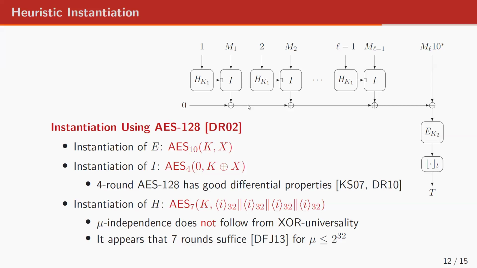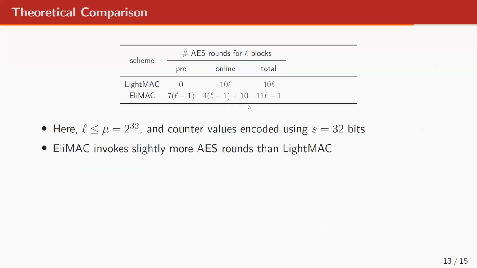So now the interesting question is, if you compare this instantiation with LightMac, how would it look? So let's take LightMac. Let's take a counter that goes to 32 bits. So mu is at most 2^32. This means that in LightMac, you encode the counter also using 32 bits.